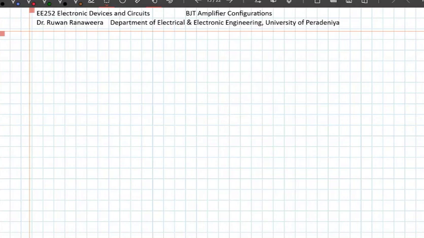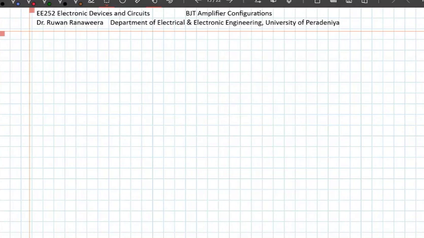Likewise, if you want to use the collector as the common terminal, you can input the signal to base and take the output from emitter, which we call the common collector configuration. And in the case where you use the base as the common terminal, where you input the signal from emitter and take the signal out from the collector, we call this common base circuit, right? So likewise, we can have three different configurations.